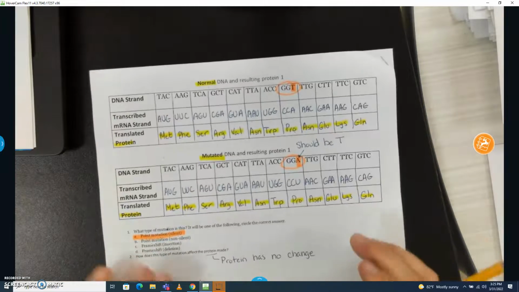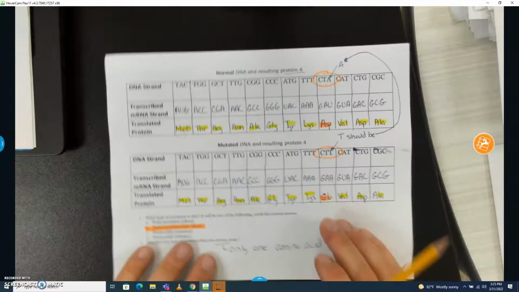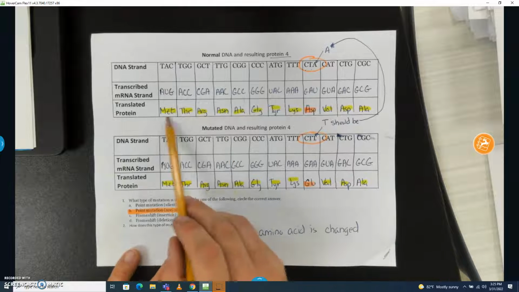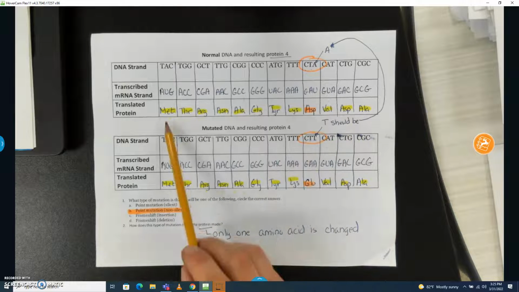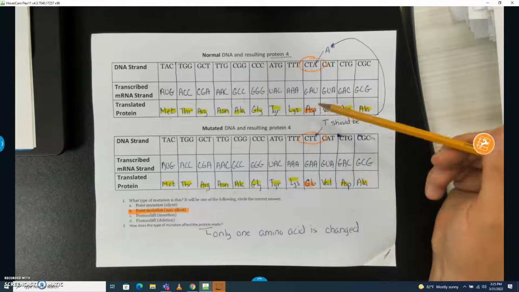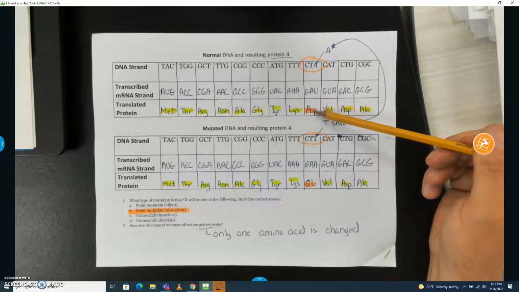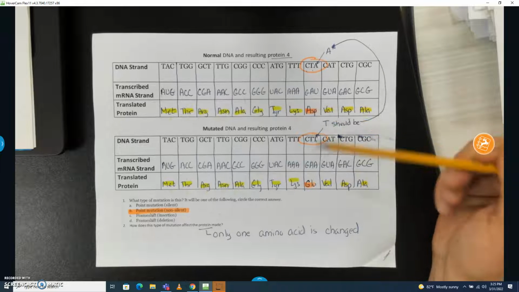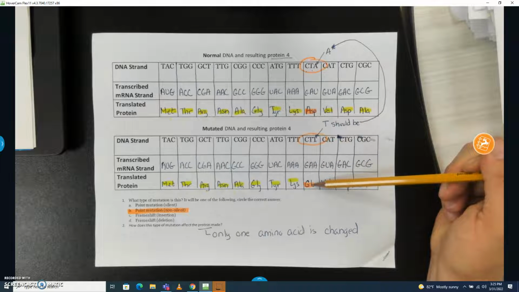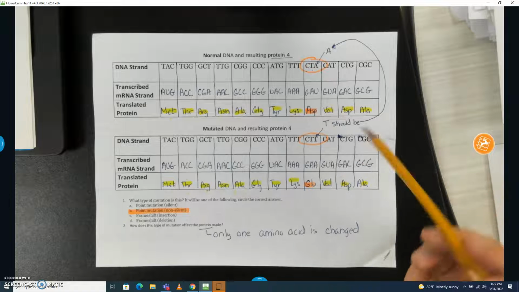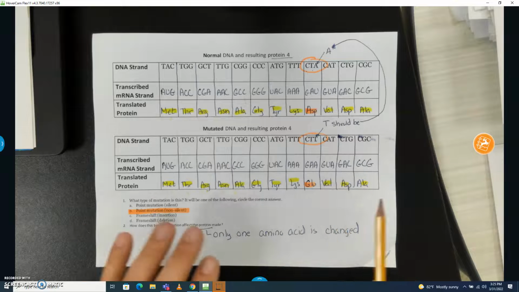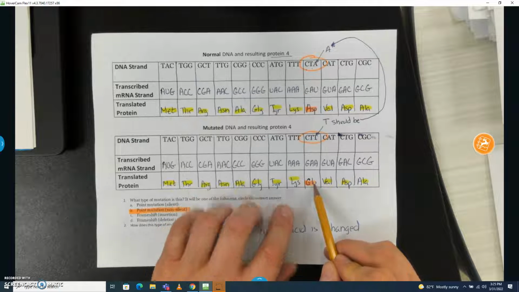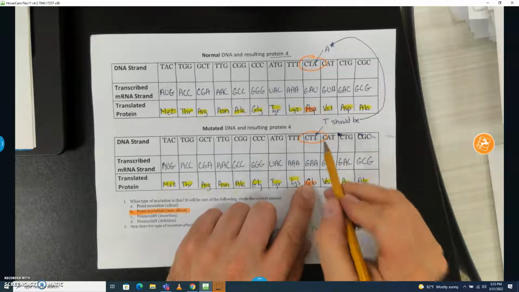And the last mutation, as we can see, once you create the protein, everything is the same except for what should be ASP. This is normal, but this is what we get. Let's look at what happened. We know that there's only going to be a change in the thing that created this amino acid. So let's look at them.